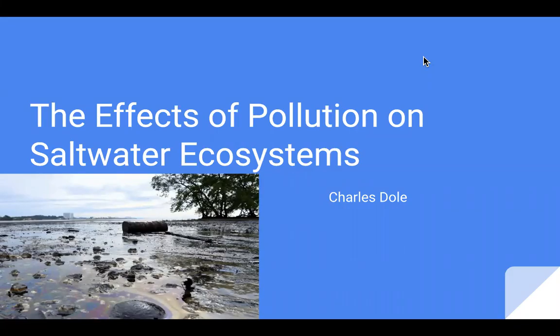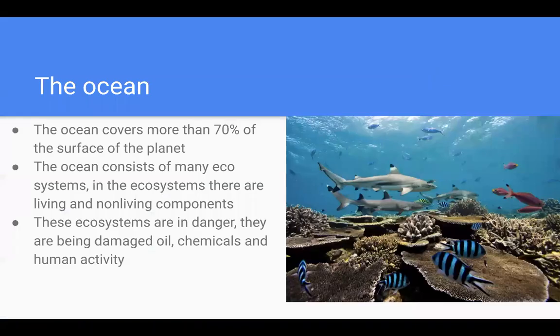The effects of pollution on saltwater ecosystems. The ocean covers more than 70% of the surface of the planet. The ocean offers so many things that we rely on. It ranges from food to shipping and even as a source of joy for many.